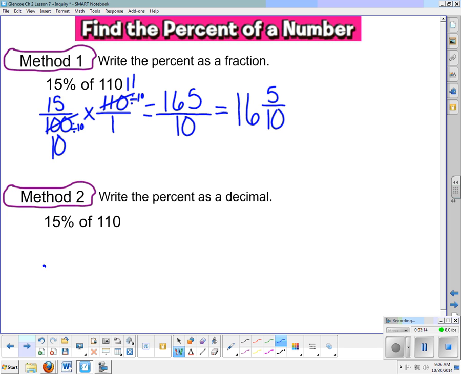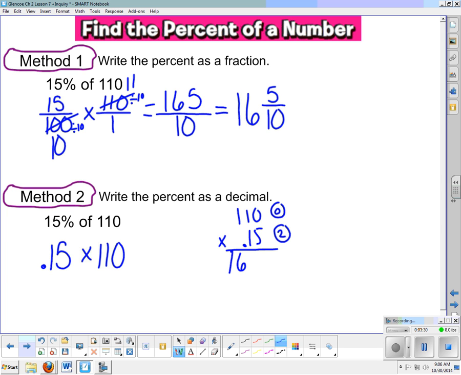Okay, again, 0.15 times 110, okay? 0 decimals, 2 decimals. If you work out the computation, you will get 1650. We need 2 decimal places, 1, 2, so we get 16.5. 16.5 and 16 5/10 is the exact same value. We just have them in 2 different forms.